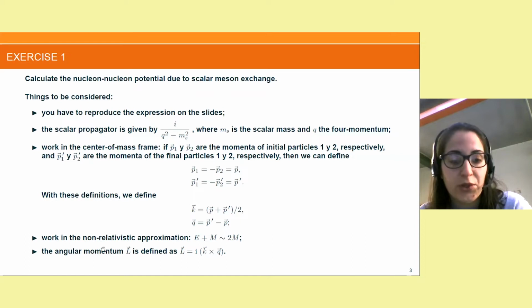It also tells us that we should work in the non-relativistic approximation. This will simplify our expressions, and this is a good approximation for the case of the nucleon, because its momentum is much smaller than its mass. So we can have that the energy plus the mass of the nucleon is 2 times the mass. And it also gives us the expression of the angular momentum, that we will be able to identify in our expressions, which is i times K vector product Q.